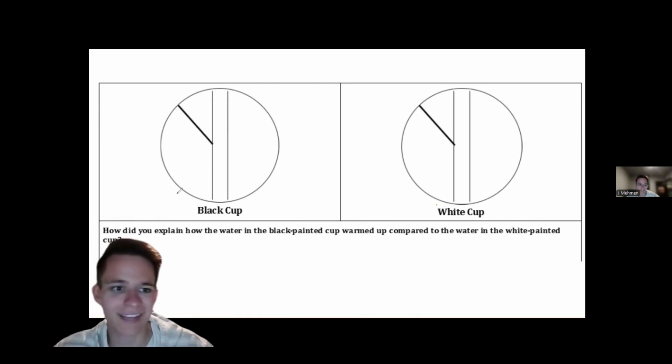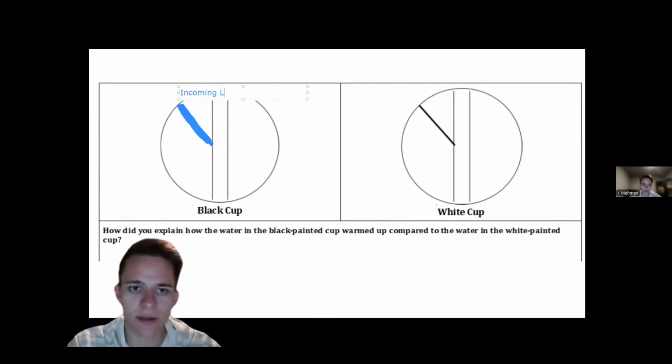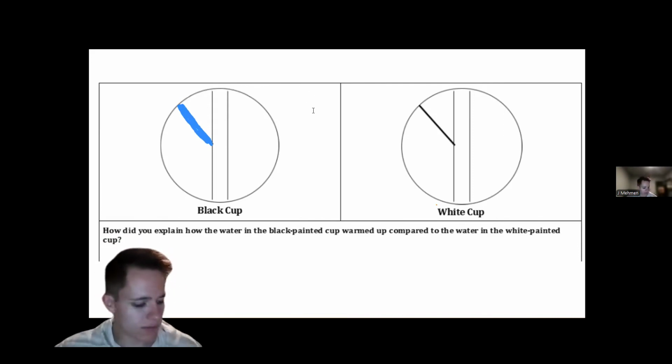Okay, hopefully you attempted this by yourselves. I always want us to attempt. I don't care whether it's right or wrong, but attempting is trying, and trying grows your brain muscles. So remember, this line right here is representing our incoming light. I'm going to label that just so it's clear. Now, if I look at my data table, where is most of this light going?